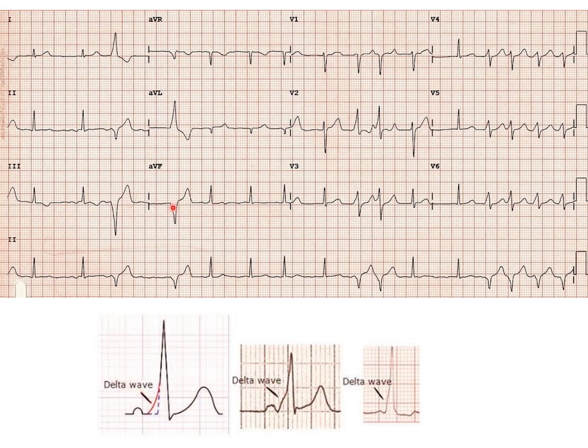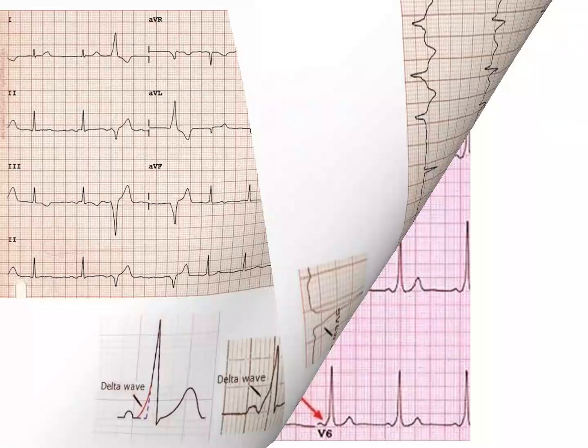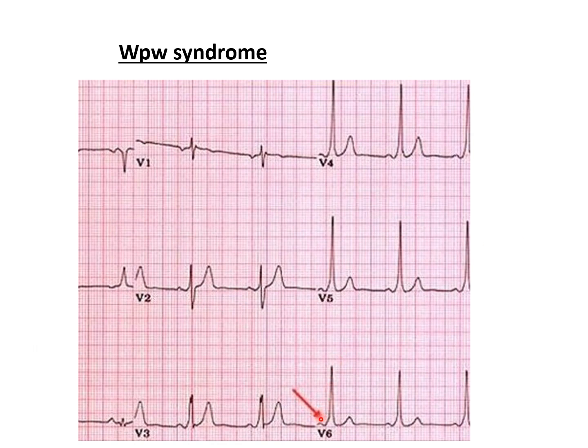In this ECG sample, if you consider the AVL, and also in lead one, you can see this sloping delta wave. This is another sample ECG. Here you can notice the delta wave. This can be because of WPW syndrome.